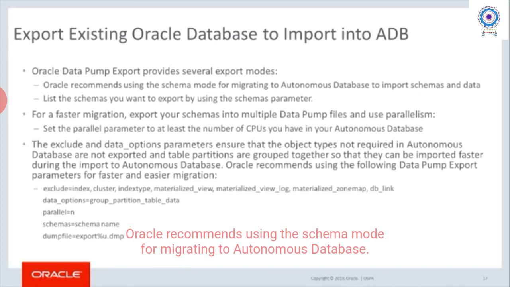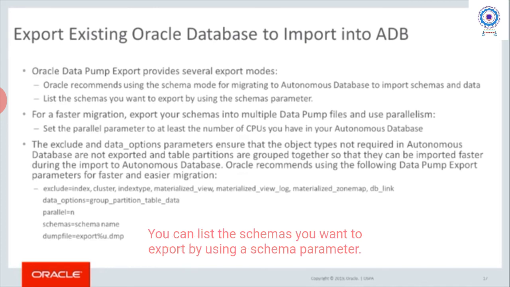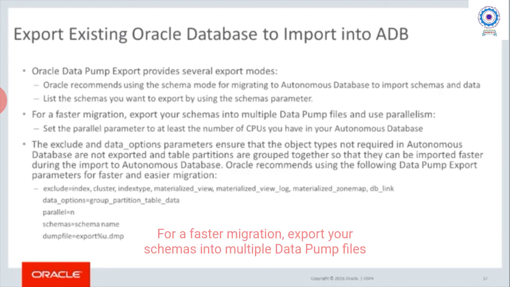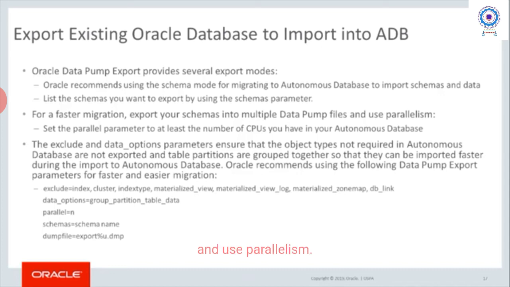Oracle recommends using the schema mode for migrating to Autonomous Database. You can list the schemas you want to export by using the schemas parameter. For a faster migration, export your schemas into multiple DataPump files and use parallelism. You can specify the dump file name format you want to use with the dumpfile parameter. Set the parallel parameter to at least the number of CPUs you have in your Autonomous Database.